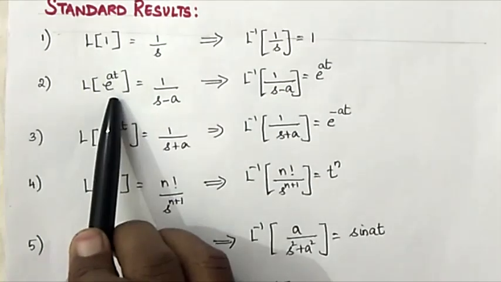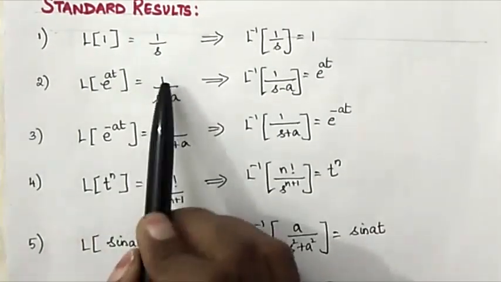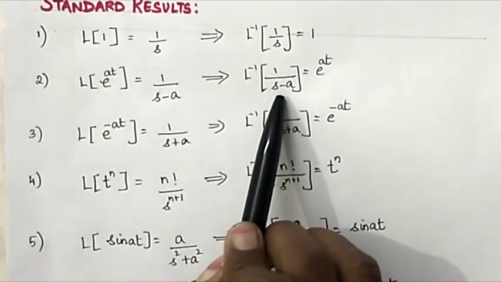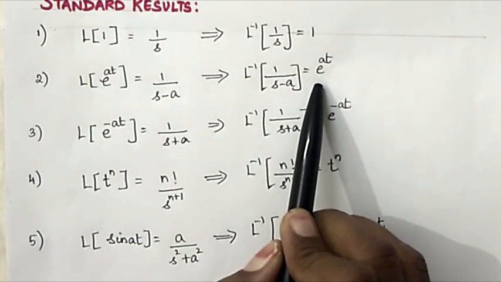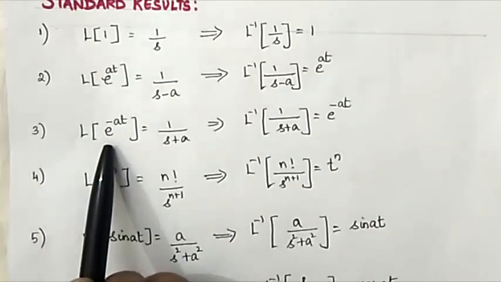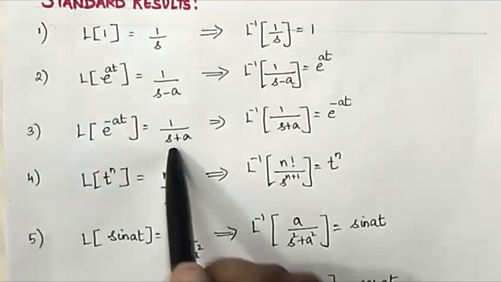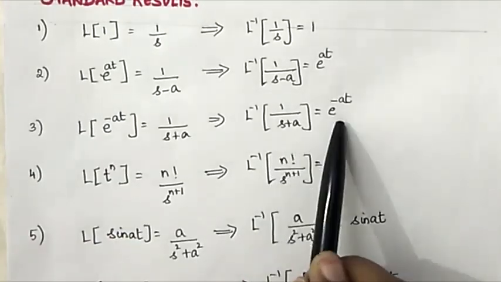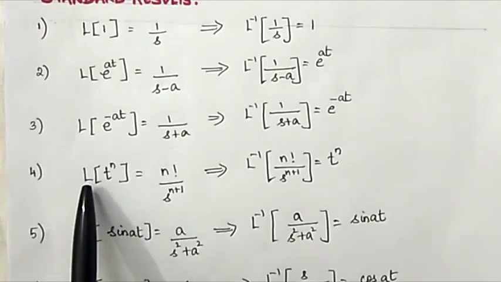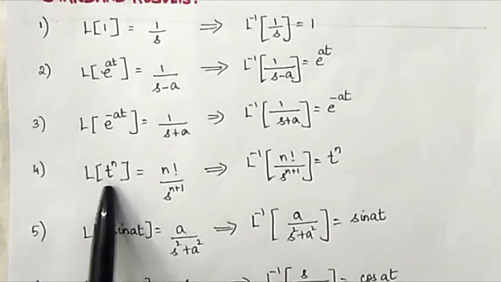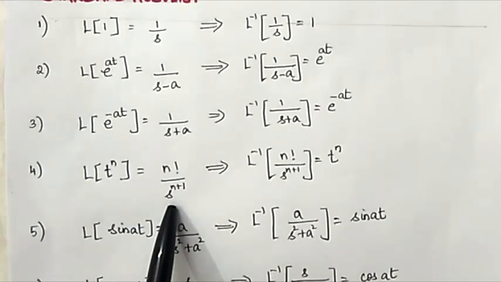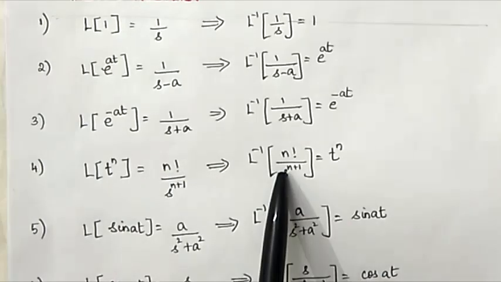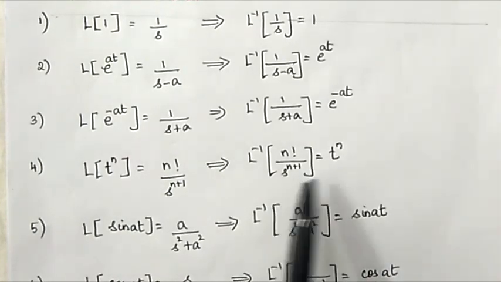Laplace of the function e^(at) is 1/(s−a). This implies the inverse Laplace of 1/(s−a) is e^(at). L{e^(−at)} is 1/(s+a). So this implies L⁻¹{1/(s+a)} is e^(−at). Laplace transform of t^n is n!/s^(n+1). So this implies the inverse Laplace of n!/s^(n+1) is t^n.